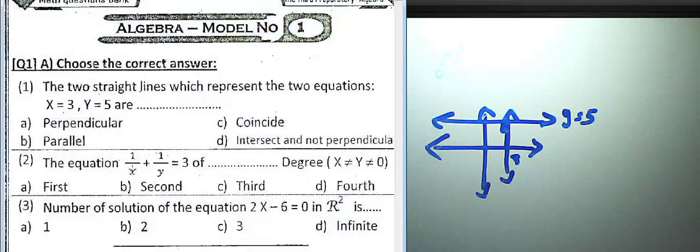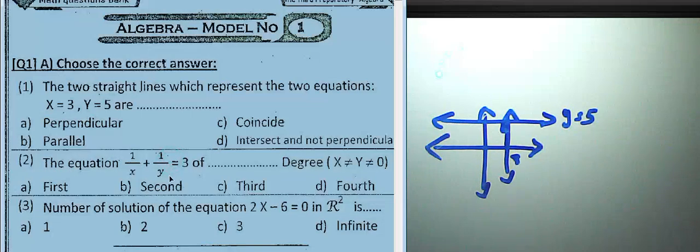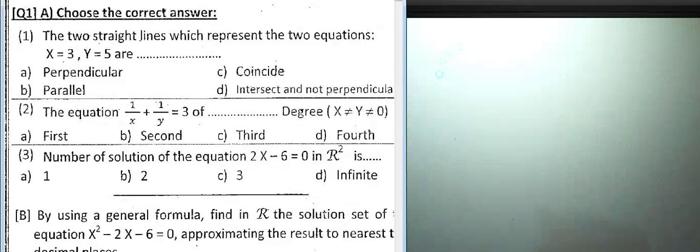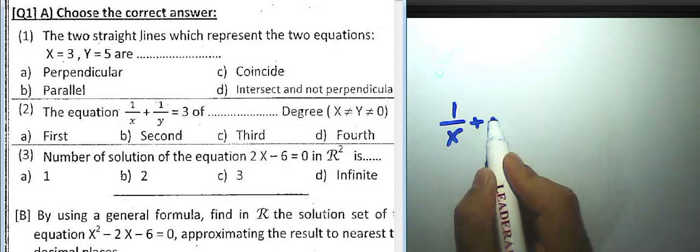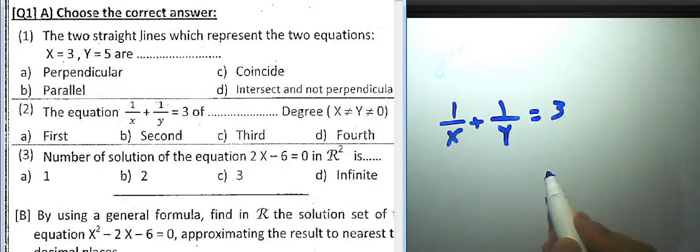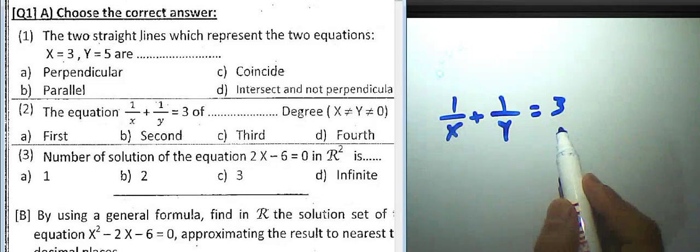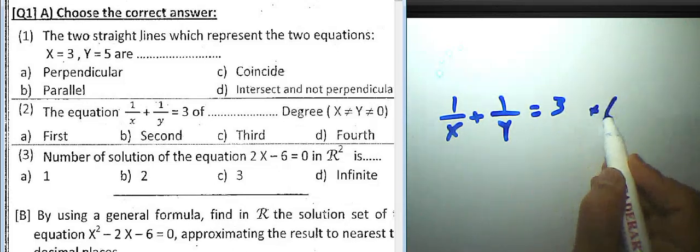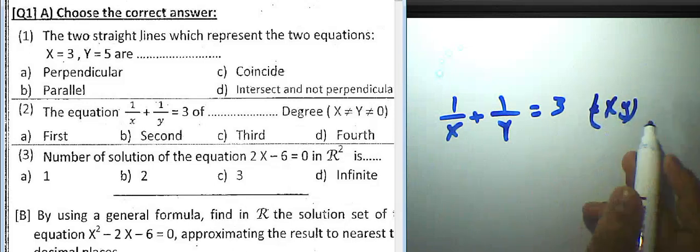Question number 2, the equation 1 over x plus 1 over y equals 3 is of space degree. He asked about the degree. You can simplify this equation to find the degree. 1 over x plus 1 over y equals 3. Multiply by xy on the left hand side and the right hand side.